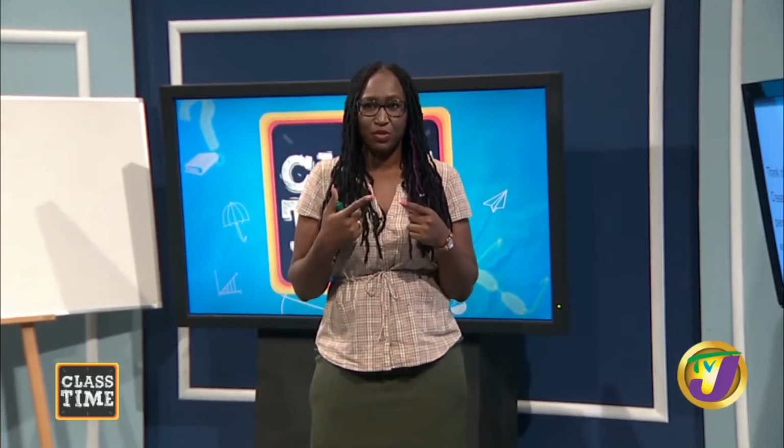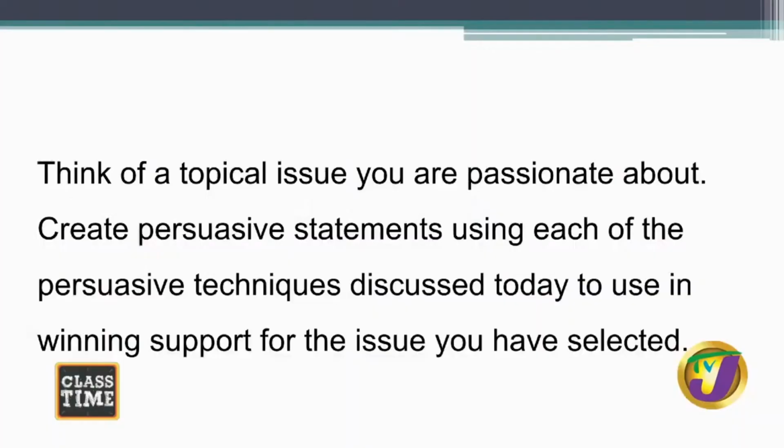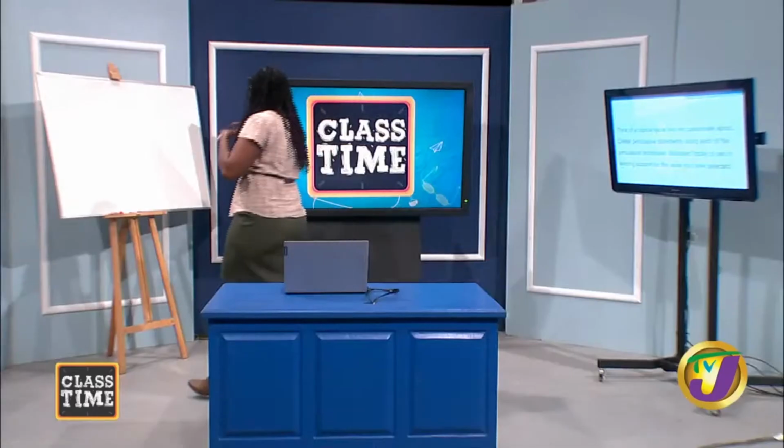So you're going to think of a metaphor to use. Think of a simile to use. Think of repetition. Think of sarcasm. So think of each of what we have been doing. So here's the activity again. Think of a topical issue that you're passionate about. So it must be something that means something to you. And start writing. What are some statements you can use to persuade people about this issue you're passionate about? And you're going to try and incorporate the various elements, the various techniques that we have used so far.